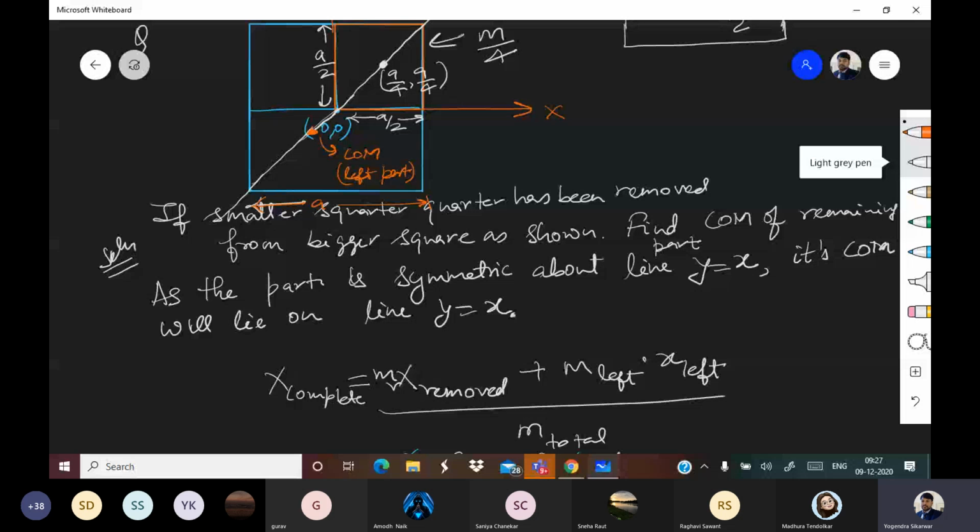The only thing I am saying is that we have simply applied the formula x cm is equal to m1 x1 plus m2 x2 upon m1 plus m2. For the complete square, the center of mass is at the origin, so that was 0, plus m by 4, the mass of the removed part, and the coordinate of the removed part is a by 4. So m by 4 into a by 4 plus 3m by 4 into x, we don't know how much that is, upon the total mass m. And we simplified after that.